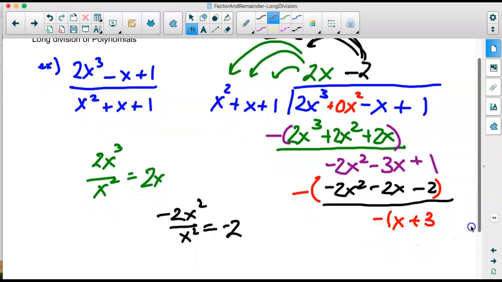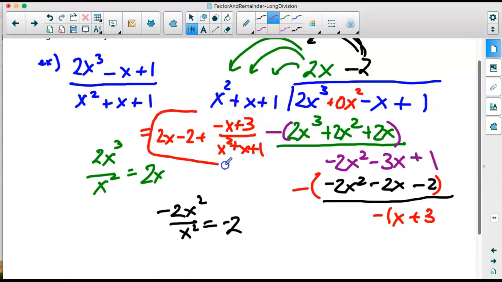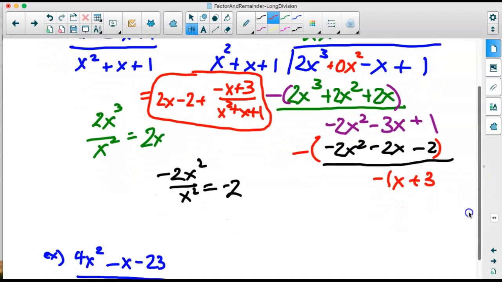So when we write the answer, when we divide here, the answer to this is 2x minus 2 plus a negative x plus 3 over this x squared plus x plus 1. This is our remainder. So this is our answer when we divide. It might also ask just to type in the remainder without the denominator. That's how we would do that. Okay, let's take a look at another example.